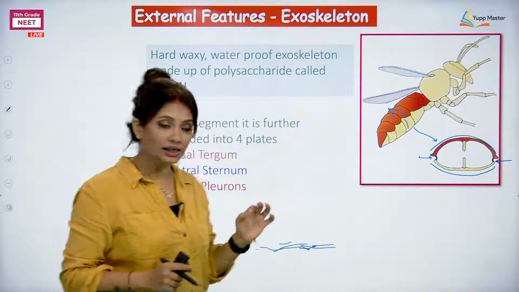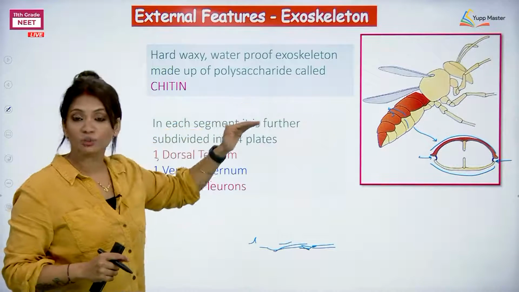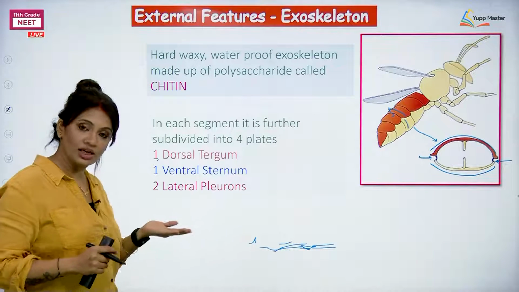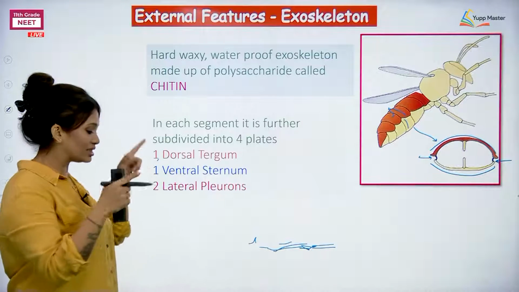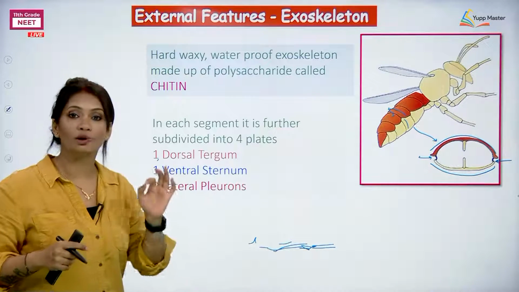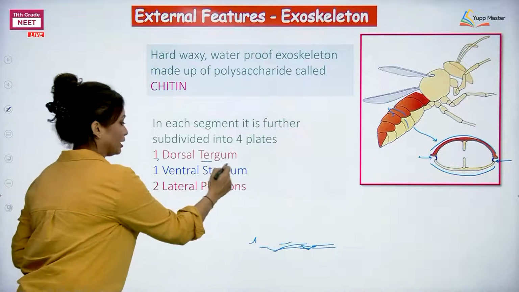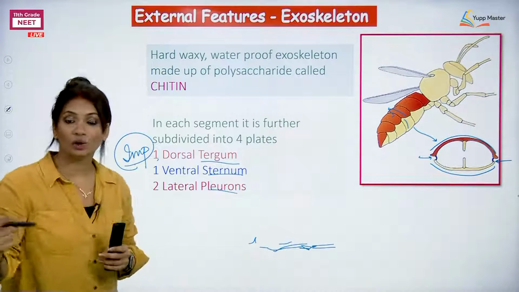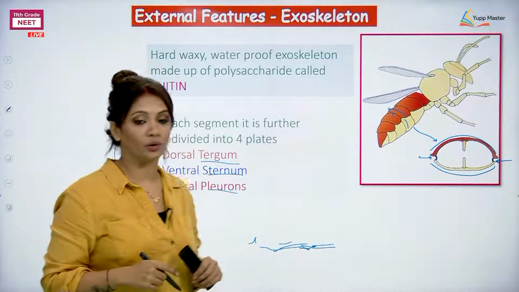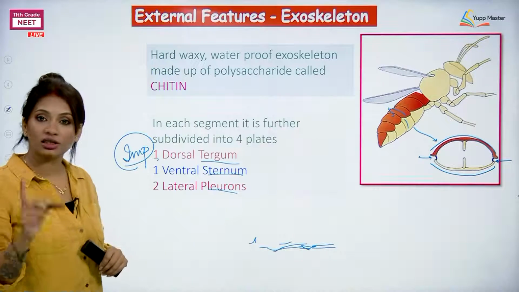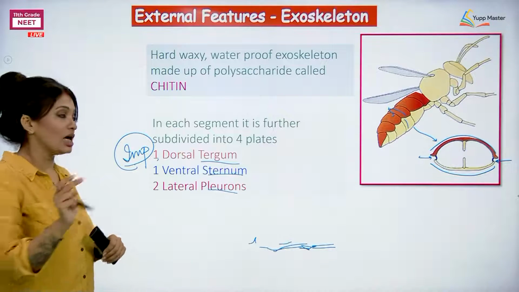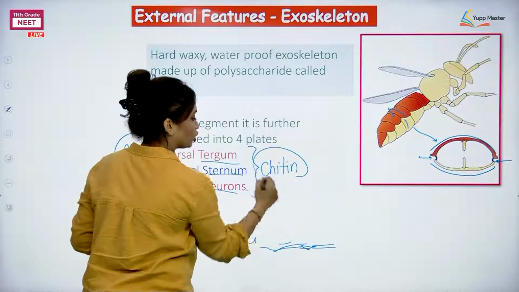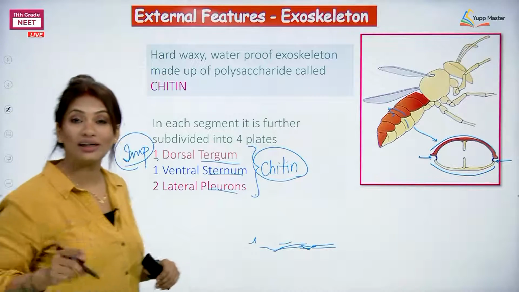So, the first one that we're seeing here, the dorsal part, the orange part that you're seeing over there is the dorsal tergum. Second, the ventral part, the lower part that you're seeing is the ventral sternum. And third, on the sides, those are going to be called the lateral pleura. These three names are going to be very, very important for your MCQs and for labeling other parts as we go ahead. So, dorsal tergum, ventral sternum, and two lateral pleura. These are the names of the chitin layers.